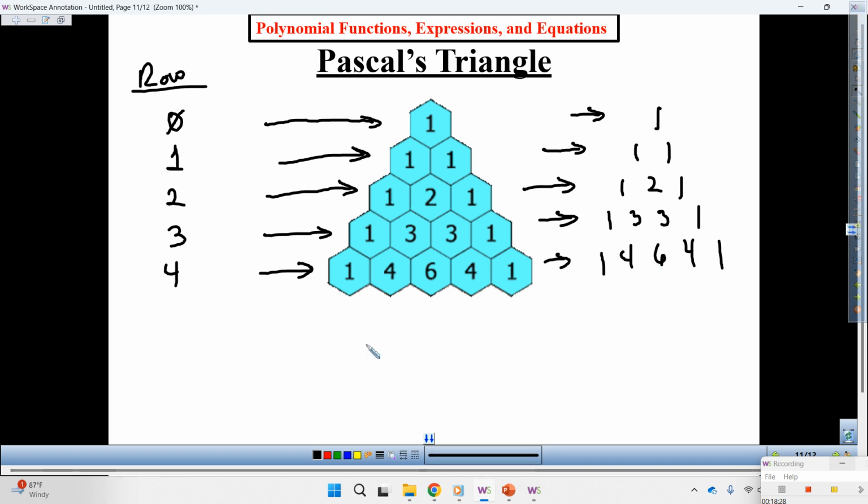Well, guess what? Now that you know how to get the pattern, tell your neighbor, what would you write for row 5? Talk it over with your neighbor. What would you write for row 5? Talk it over with your neighbor and fill that in, please. What would you write for row 5?